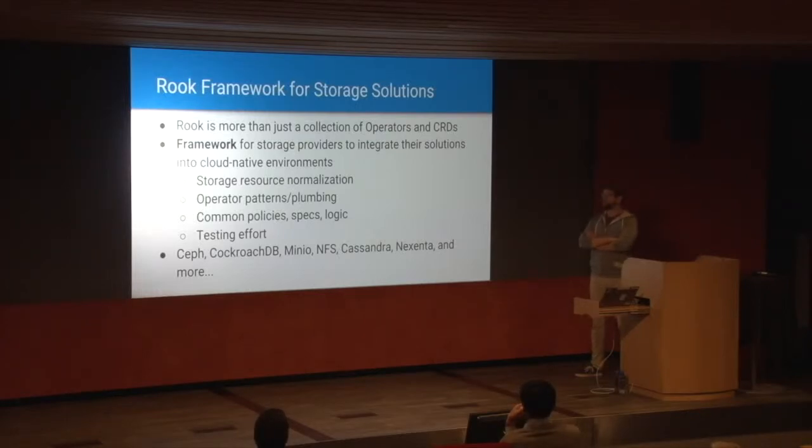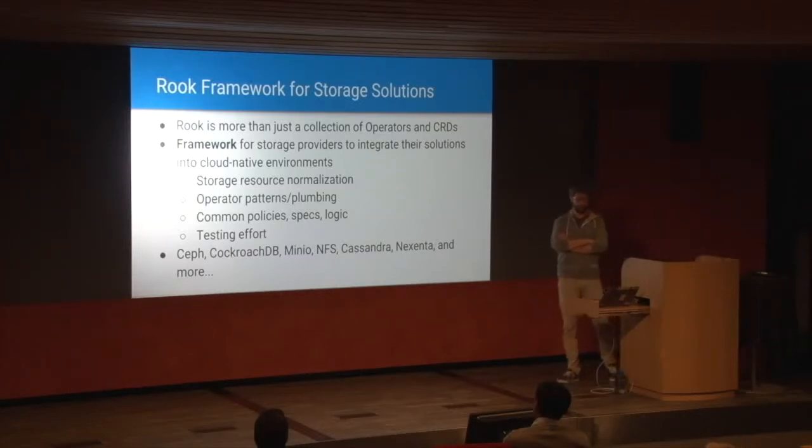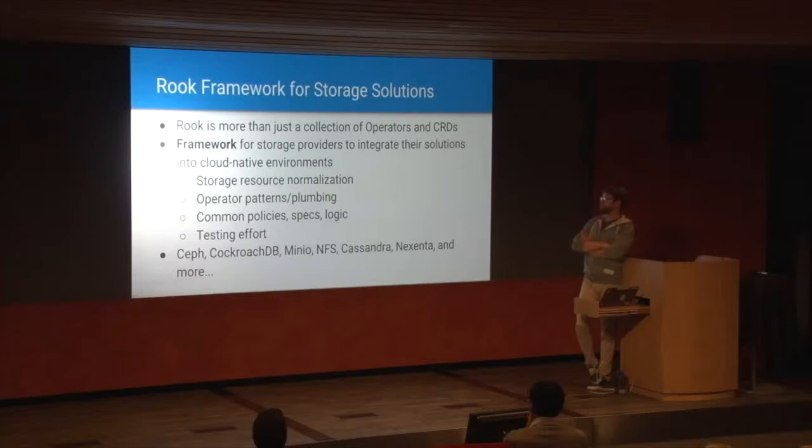So if you're a storage vendor and you want to run inside of Kubernetes, you could do all that yourself, or you could take advantage of Rook's libraries, common specs, and automated testing frameworks to make the effort to get integrated into Kubernetes a little bit easier. As we already talked about, the storage providers that have already integrated with Rook are Ceph, CockroachDB, MinIO, an NFS provider, Apache Cassandra, and Nexenta EdgeFS, with hopefully more to come in the future.